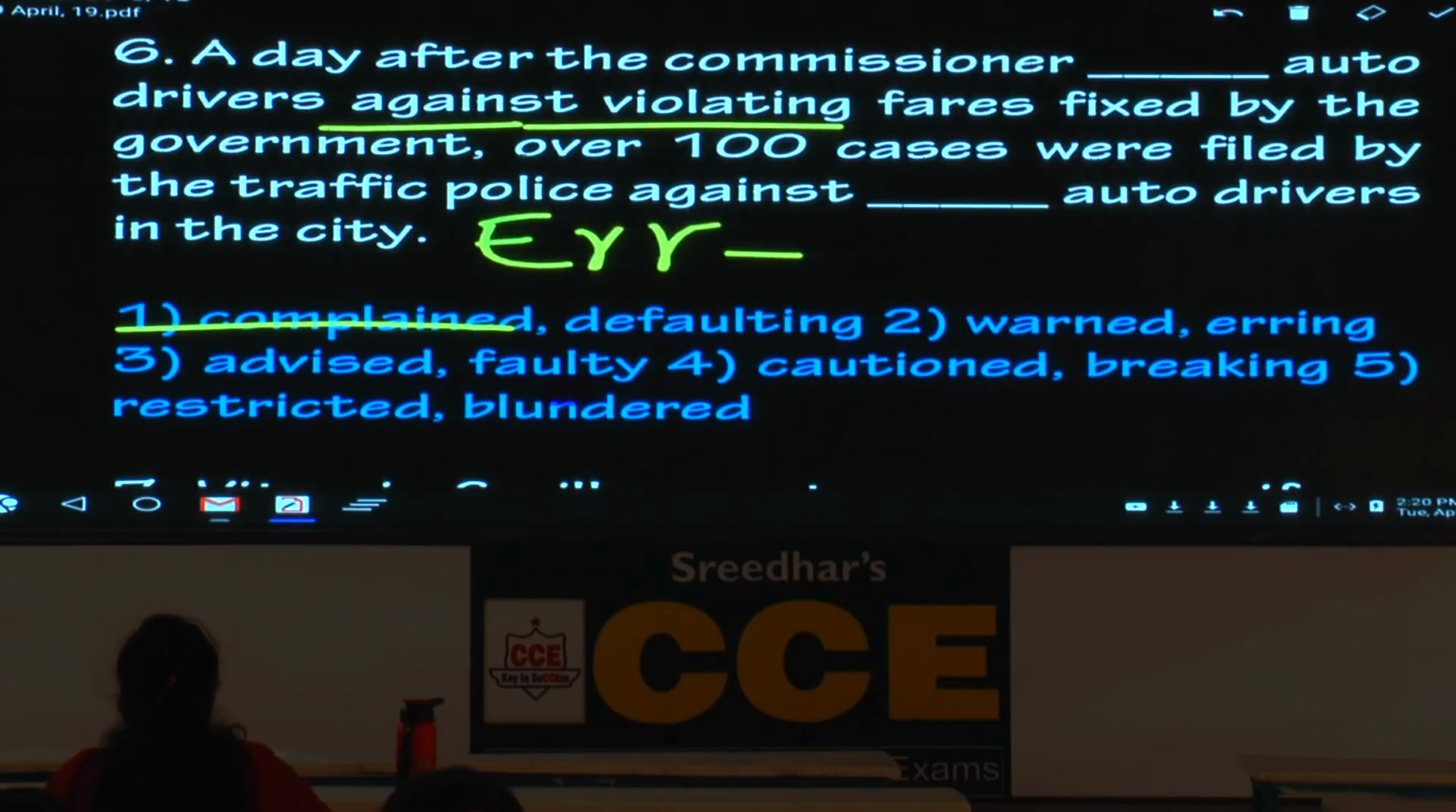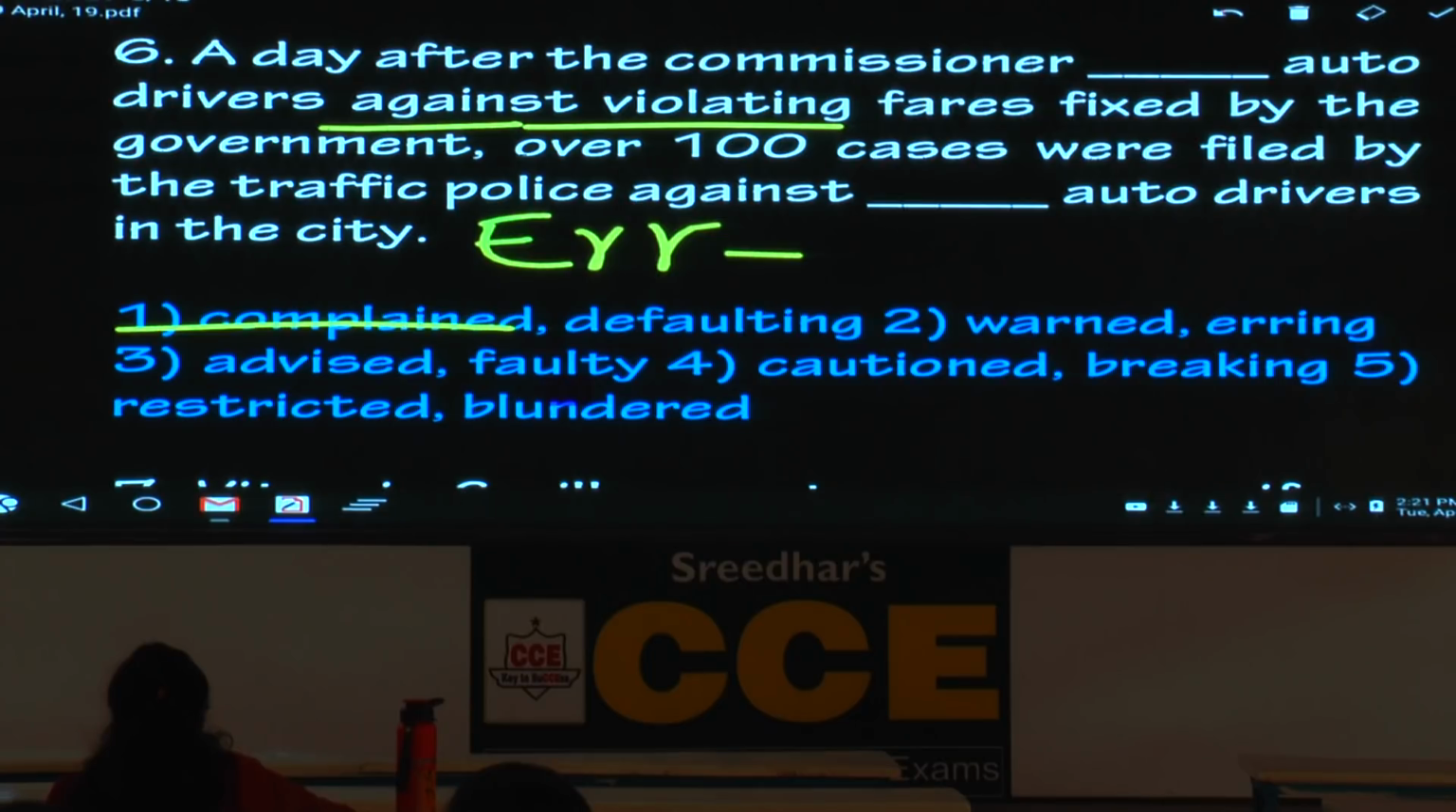From this you get error. From this word you get what? Error. To err, that means what? To make a mistake. Now, it is a verb, ing form, against erring auto drivers. So, it has been used as an adjective. So, is it right or wrong? It is right. Hold this pair.